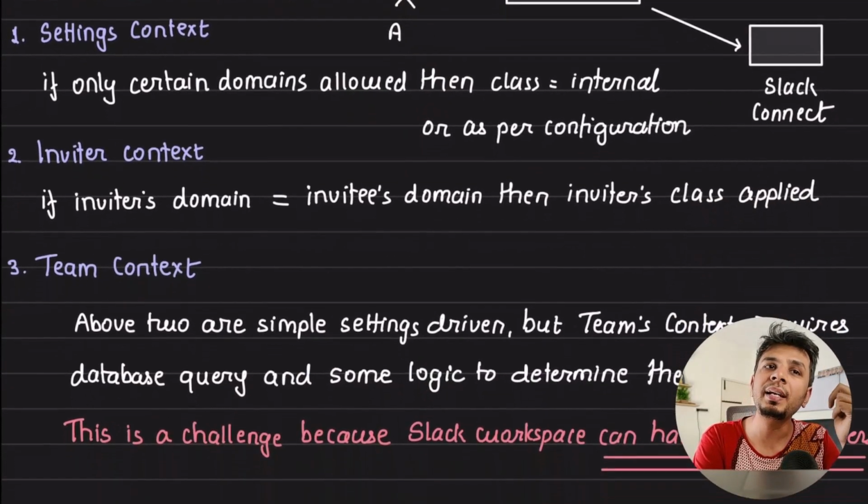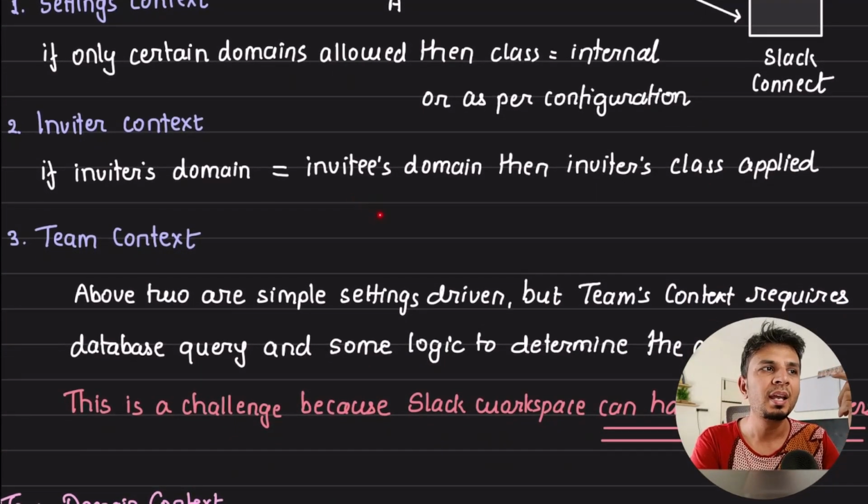Second is where you go with the inviter's context. For example, if I want to invite someone and my domain is, let's say, bar.external, and I'm inviting someone with bar.external, which means that we both have the same domain. Whatever my classification is, the same thing would apply to that person as well. Right? Now this is another simple heuristic that we can apply that would be almost a surety that this person also belongs to the same class as the other person. Right? So these two are fairly simple and would cover at least 50% of the cases.